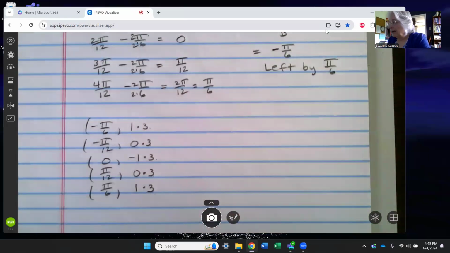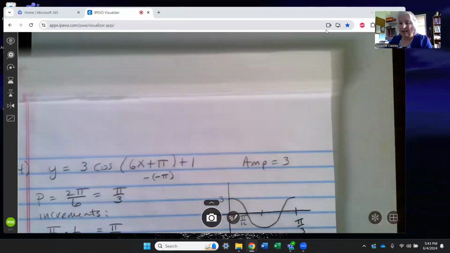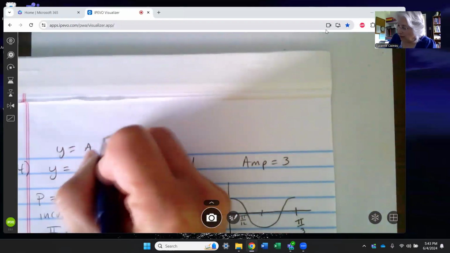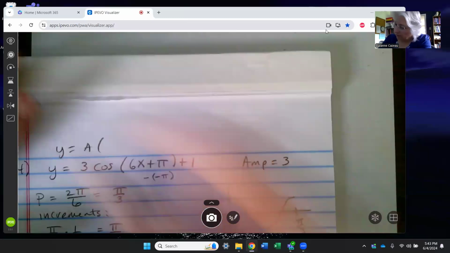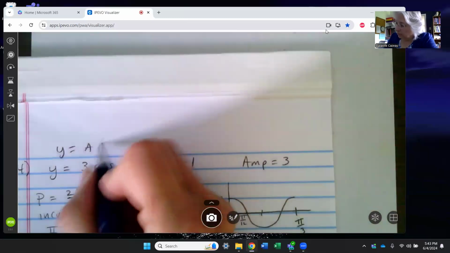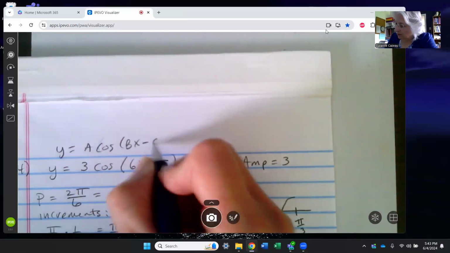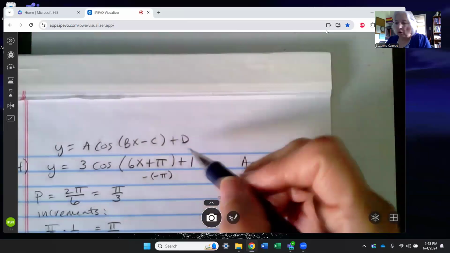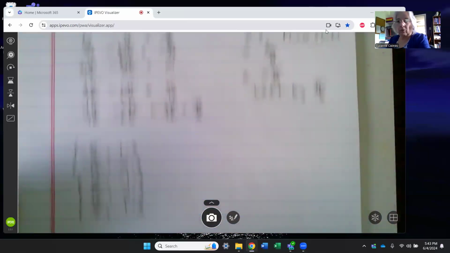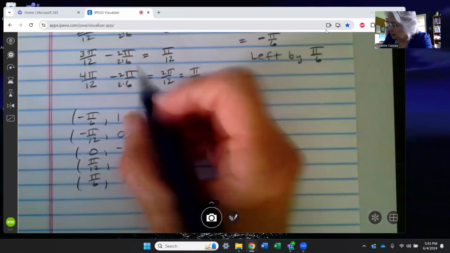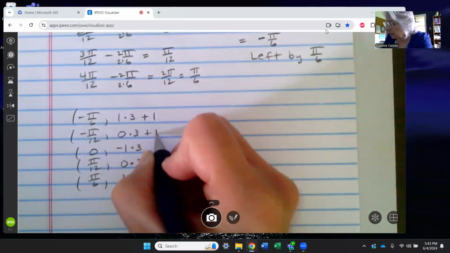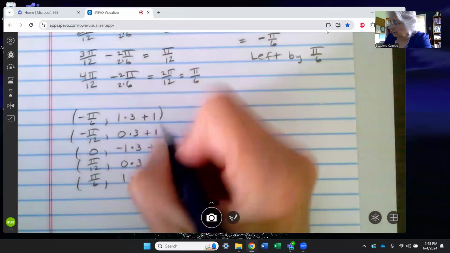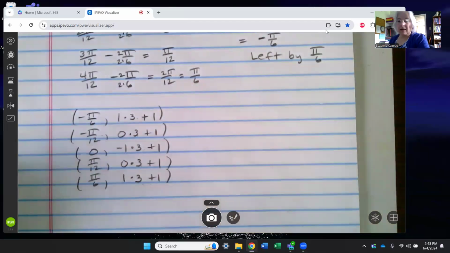See how that works? But now, since this is plus d, right? This is y equals a cosine bx minus c plus d. And d gives us the up or down shift. Now we got a plus 1, so that means we're going to shift the whole graph up 1 unit. So I have to add 1 to all my y values. Okay. So at the end of the day, what do we get?